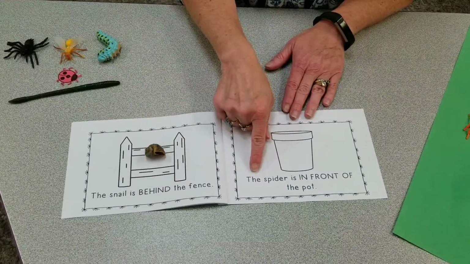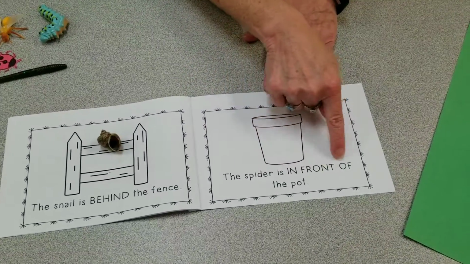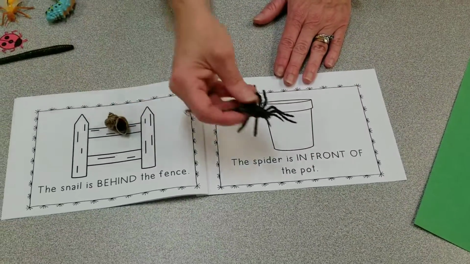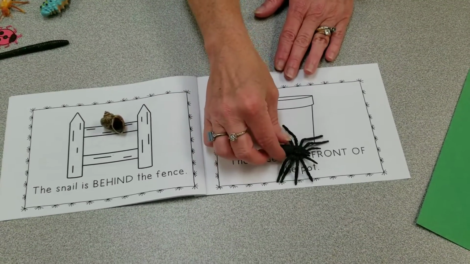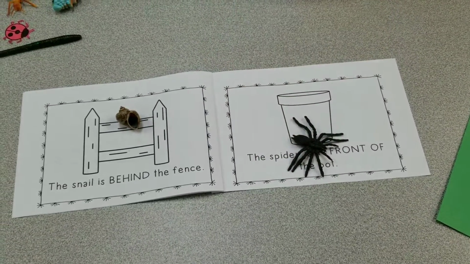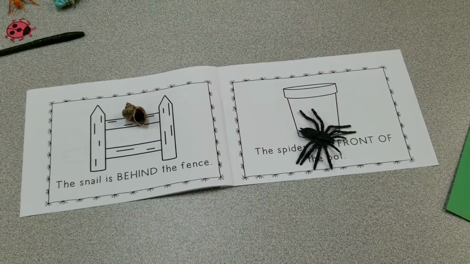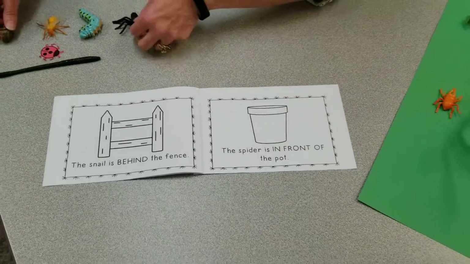And this one says the spider is in front of the pot. So I have a spider here, and I'm going to draw my spider in front of the pot. Well, this one's a big one, so it's kind of hard to draw the spider, so I'm going to put it kind of over the words. So the spider is in front of the pot. I'm going to move those so I can turn the page.